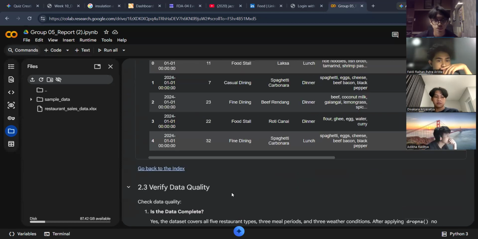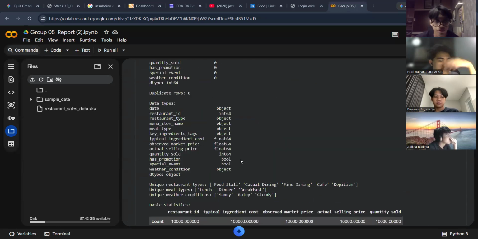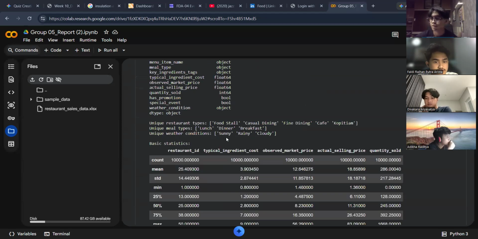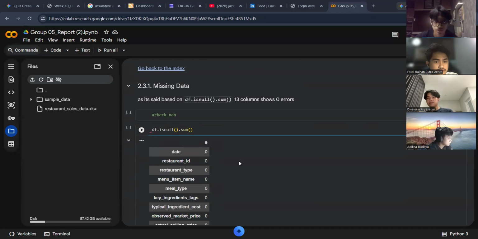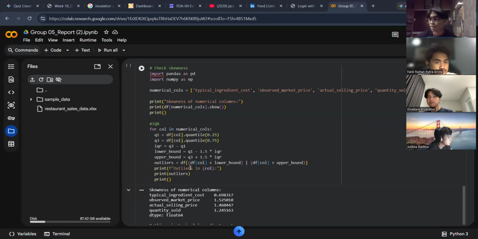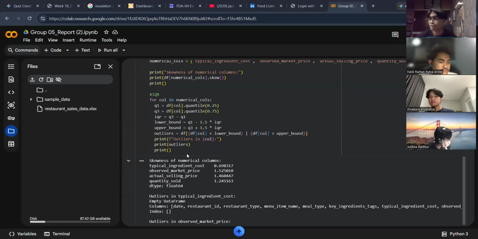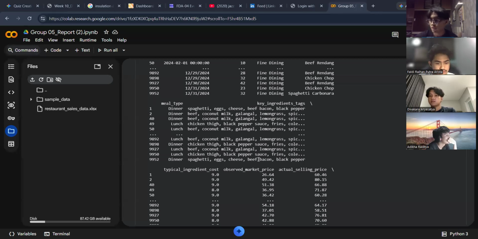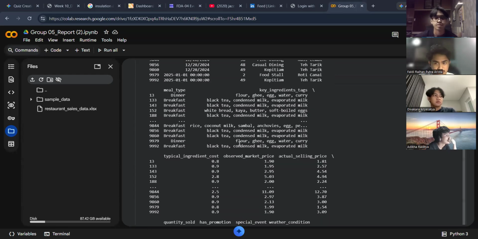So here is the data cleaning. The data cleaning shows that there are 0 missing values, which also includes 0 duplicate rows, and all categorical columns contain only their expected values with no anomalies. For outlier detection, we use the IQR method because quantity sold exhibits a right skewed distribution, where skewness is more than 0.5. The outliers in quantity sold were not removed, as these extreme values reflect valid business realities: food stall items with low prices genuinely sell hundreds of units per day, compared to fine dining, which averages around 36 units per day.